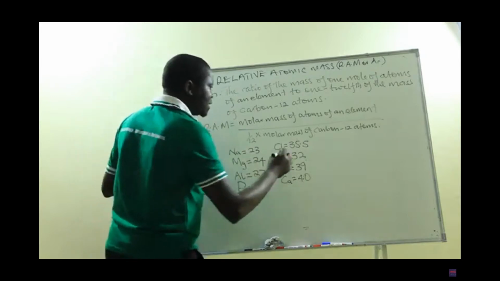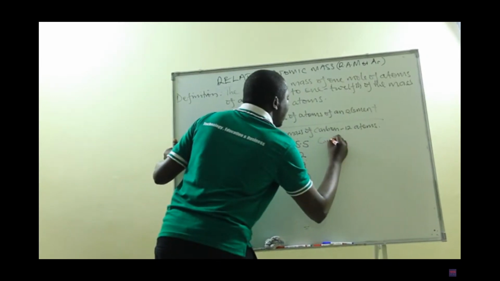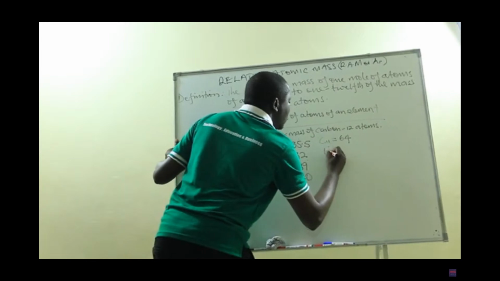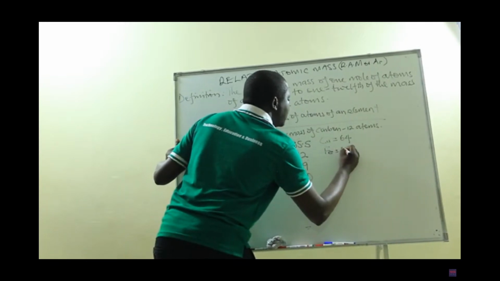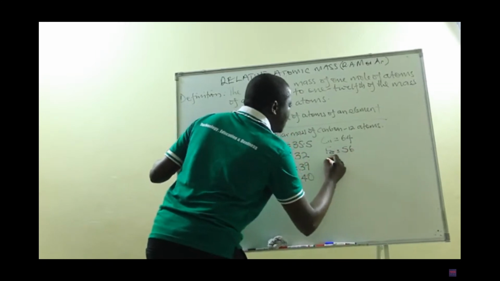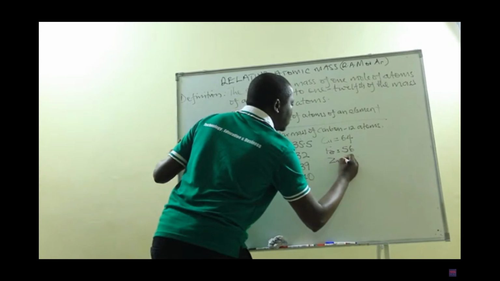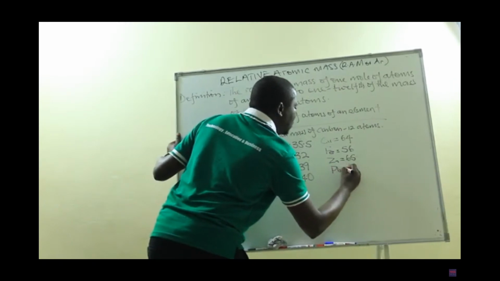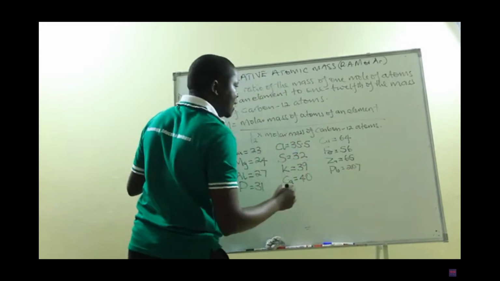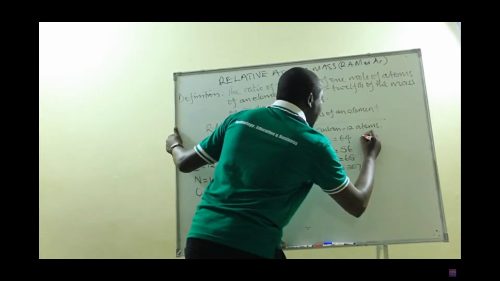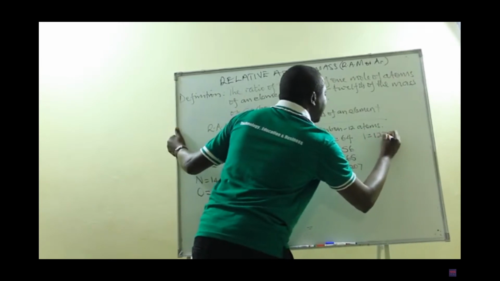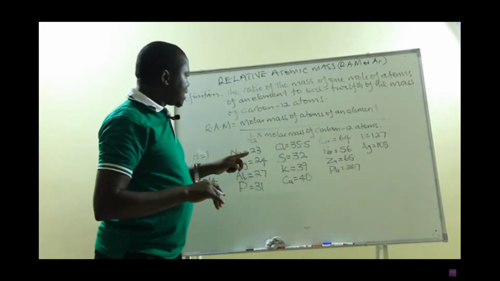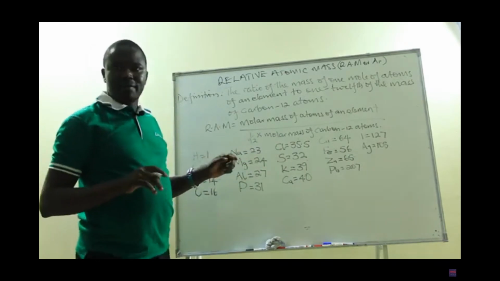Let me also add other elements, like copper with a relative atomic mass of approximately 64. We have got iron with a relative atomic mass of 56. Let me also use zinc with 65. Let me use lead with 207. Let me use iodine with 127. Silver with 108. So these are the relative atomic masses of elements.